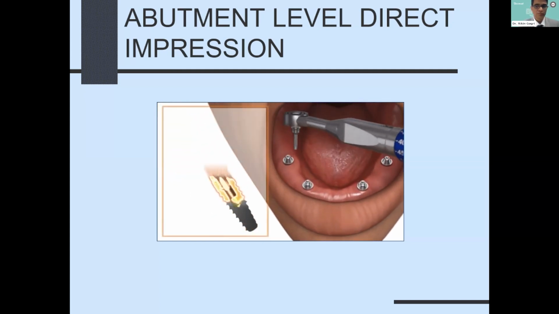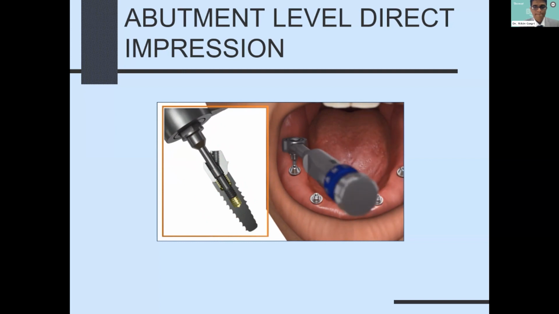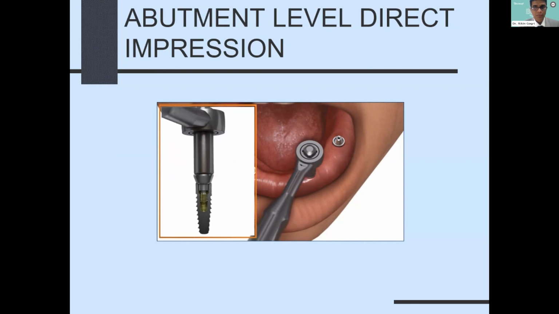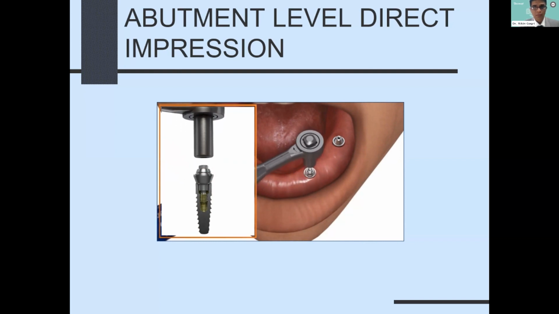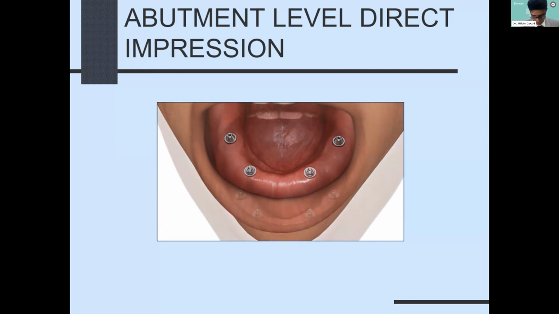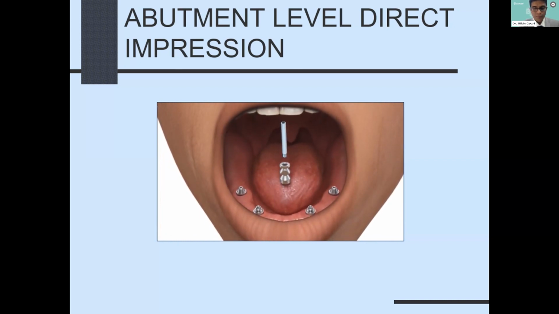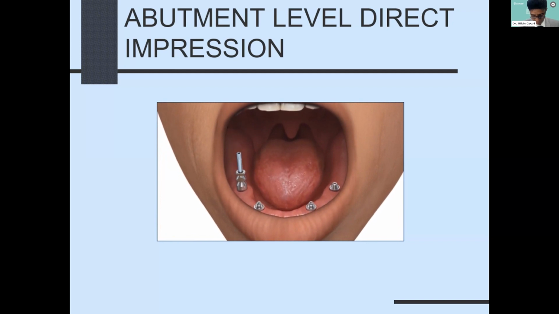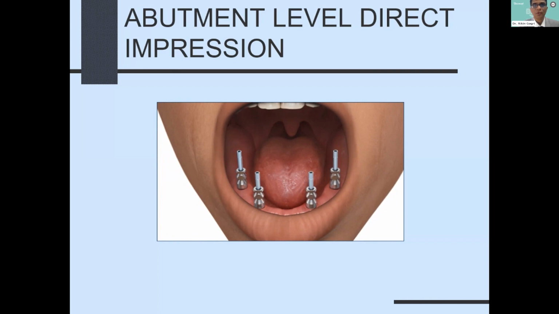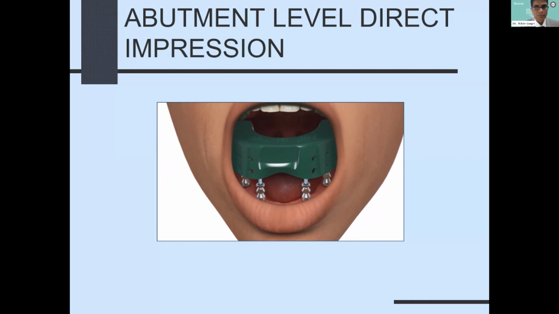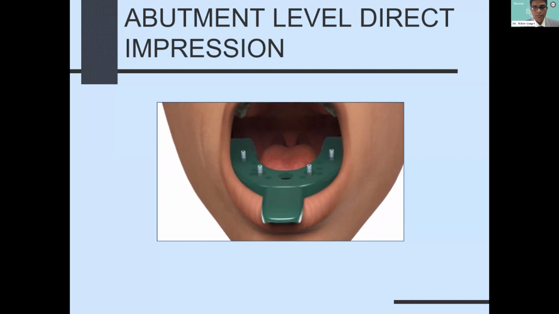Tighten the multi-unit abutments or abutment screws to 30 Newton centimeters using a calibrated torque wrench and the appropriate driver. Place the multi-unit direct pickup copings onto the multi-units using the long coping screws and hand tighten. Try in the custom impression tray or modified stock tray to verify that the coping screws protrude through without interference.